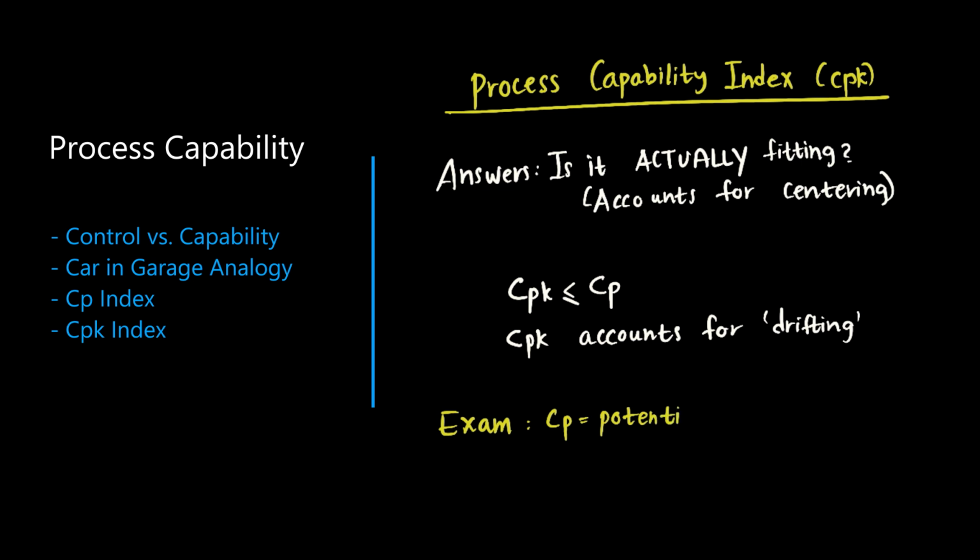For your exam, this is a critical distinction. CP is about the potential of your process. CPK is about the actual performance. A CPK of 1.33 or greater is often considered the gold standard for a capable process.